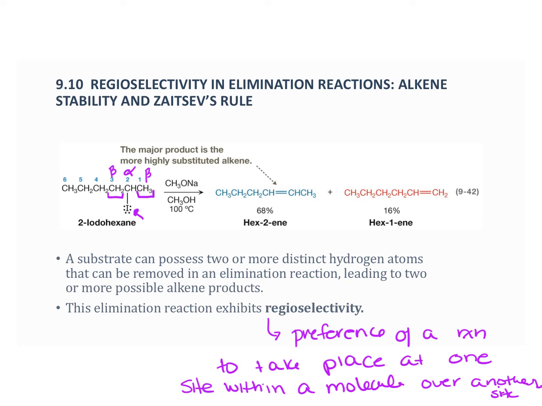Now, when we look at this, right, hex-2-ene is formed in 68% and hex-1-ene is only formed in 16%. And so what you're going to see here is that the major product is the more highly substituted alkene. And what that means is when we look at this alkene and these double bonds here, there's a hydrogen and an R group. And then of course there's a hydrogen here and an R group. And I've inadvertently shown this as cis. It's not cis or trans necessarily. But what I want you to see is that there are two R groups attached to these double bonds.